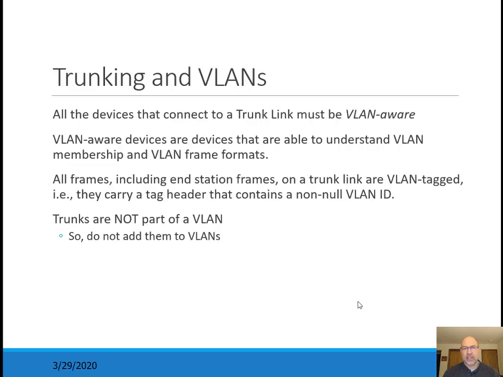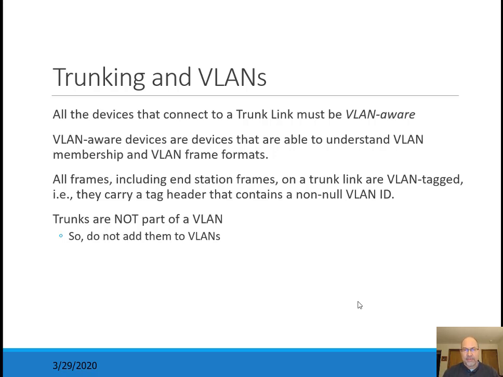Now, all the devices that connect to a trunk link must be VLAN aware. And the simple thing here is that on a trunk link, you've got a new protocol running. You've got 802.1q typically running there. And if you connect a non-VLAN aware device to a trunk port or a trunk link, it's not going to understand the tagging. So that's pretty straightforward. And so the VLAN aware device will understand the structure of 802.1q, and we'll see exactly what that looks like here in just a minute.